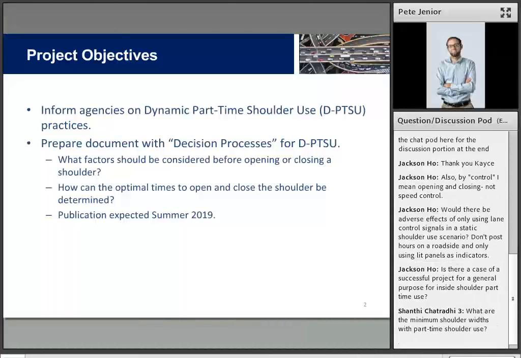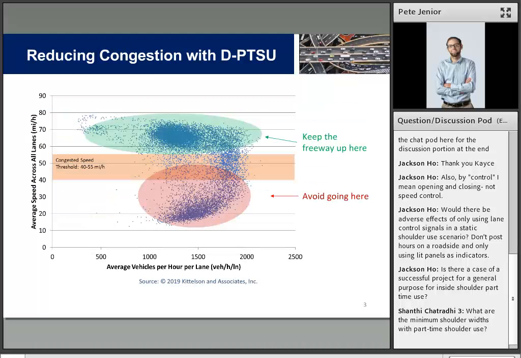All right. Thank you, David. So the objectives of the current research that FHWA is in the process of wrapping up on decision processes for dynamic part-time shoulder use, really two objectives to that project. One is just spreading information on dynamic part-time shoulder use, and I think more importantly, preparing this decision parameters document with factors for what agencies should consider before they open and close the shoulder, how optimal times for opening and closing a shoulder can be determined, and really how the dynamic aspect of dynamic part-time shoulder use works. You'll be able to read that later this year, but today we'll give you a sneak preview of some of the things we're going to cover in that report.